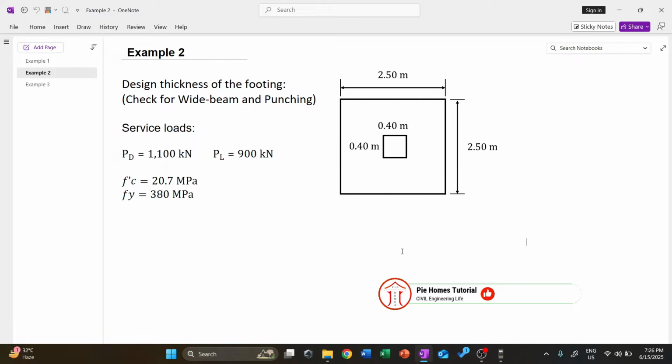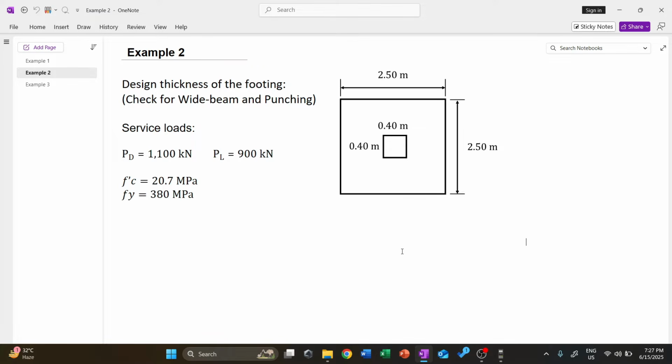Alright, example number 2. Design the thickness of the footing. We check for the wide beam and the punching. So the service loads are given. The dead is 1,100 kilonewton. The live load is 900 kilonewton. F prime C is 20.7 megapascal and Fy is 380 megapascal. The dimension of the footing is square, 2.5 by 2.5 with a column at the center 0.4 by 0.4 meters.